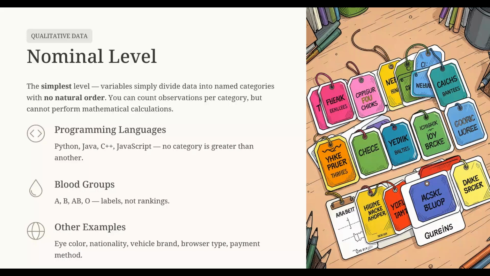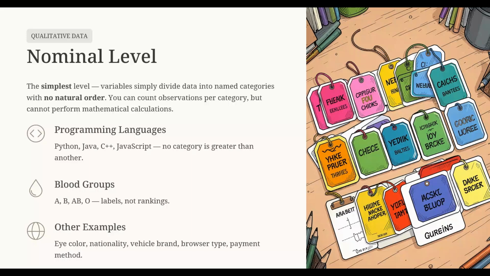For example, consider the following programming languages: Python, Java, C++, JavaScript. These are simply different categories. None of them is mathematically greater or smaller than another. Similarly, consider the blood groups A, B, AB, and O. Again, these are labels, not rankings. Other examples include eye color, nationality, vehicle brand, browser type, payment method. With nominal data, you can count how many observations belong to each category, but you cannot perform mathematical calculations on the values.